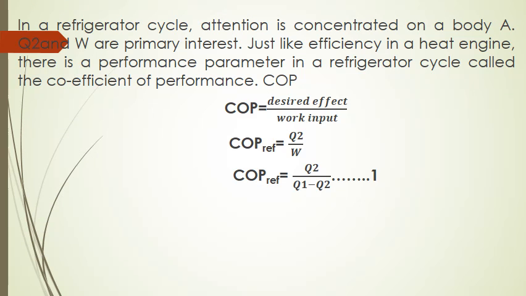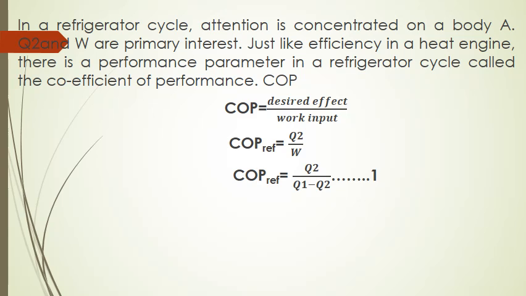In a refrigerator cycle, attention is concentrated on a body A, because the temperature of body A is to be maintained lower than the atmosphere. That is why the attention is concentrated on body A. Q2 and W are of primary interest here. I repeat, Q2 and W are of primary interest here.